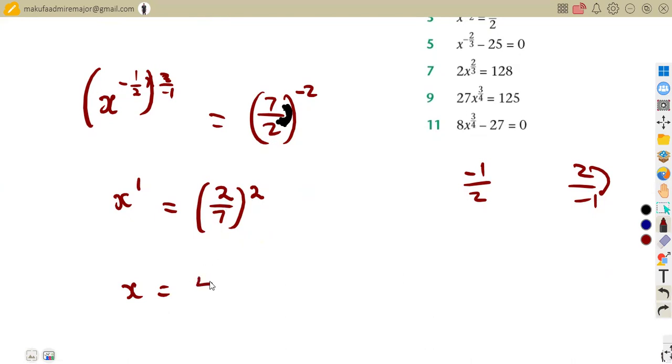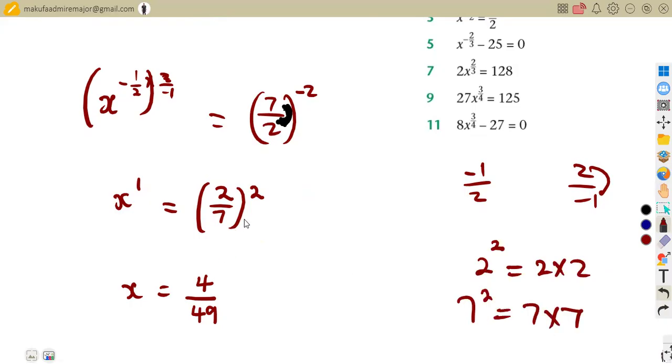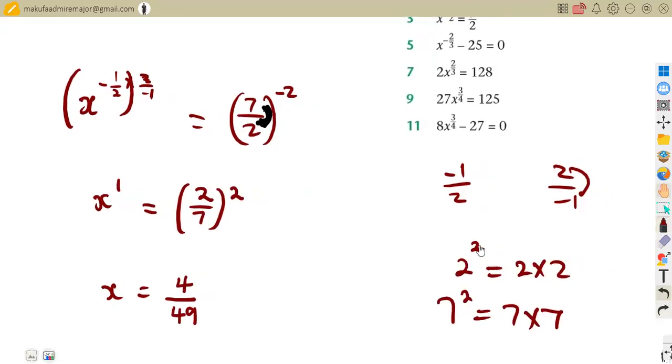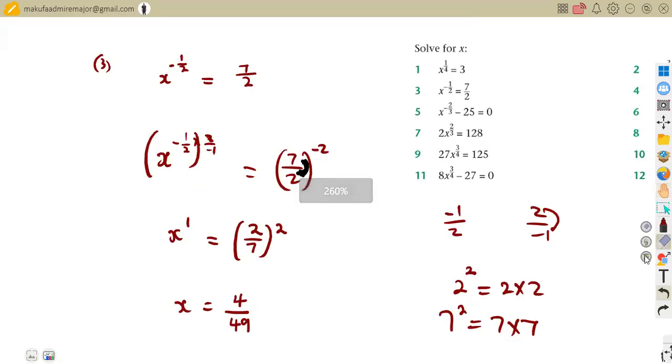So 2 to the exponent of 2 is 4. 7 to the exponent of 2 is what? 49. 2 to the exponent of 2, 2 times 2. 7 to the exponent of 2, 7 times 7. So what are we going to have at the end? That is going to be 4 over 49. So you see how they give these questions? You are supposed to be very, very careful, like I said before.